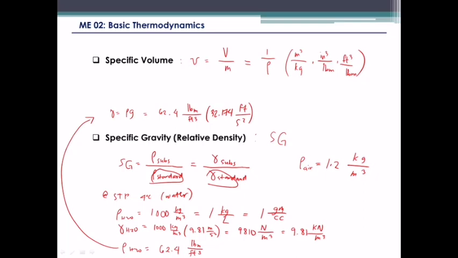So, to be consistent with your units in English units class, you should divide by the proportionality constant. That is 32.174 if it is standard, in units of pound mass feet per pound force second squared. So the feet per second squared is cancelled, and the pound mass is cancelled.